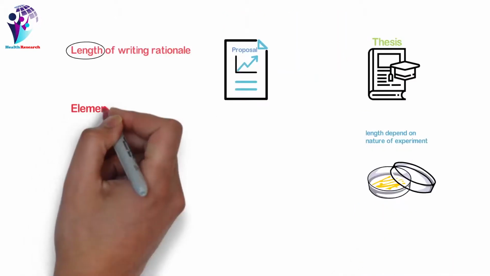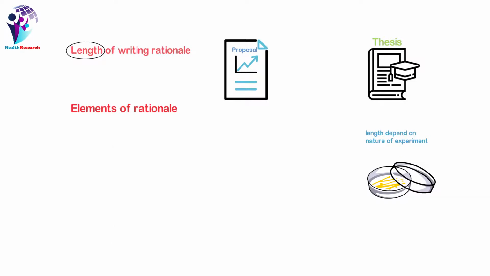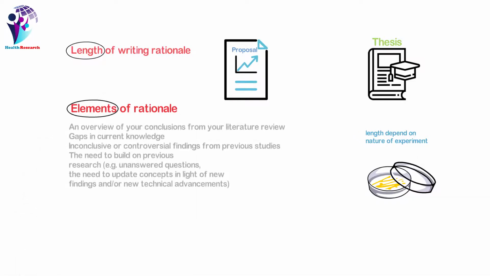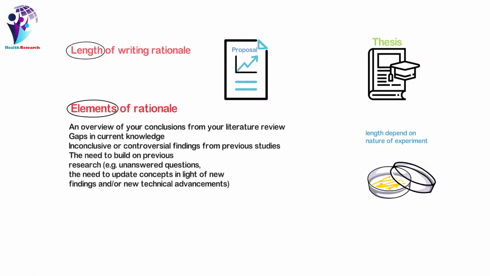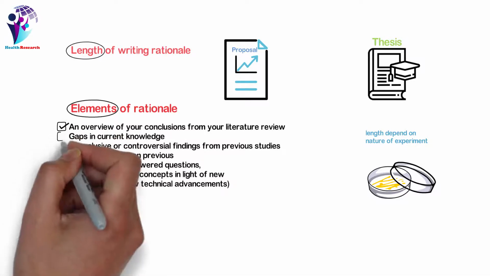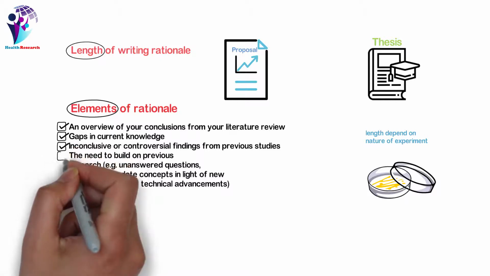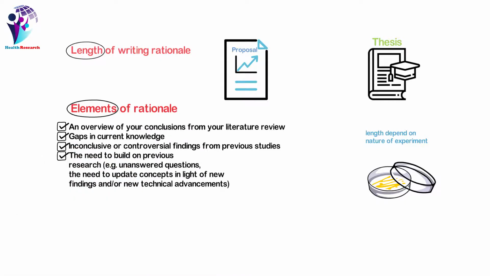Elements of rationale. Every research rationale should include some mention or discussion of the following: an overview of your conclusions from your literature review, gaps in current knowledge, inconclusive or controversial findings from previous studies, the need to build on previous research, for example, unanswered questions, and the need to update concepts in light of new findings and/or new technical advancements.